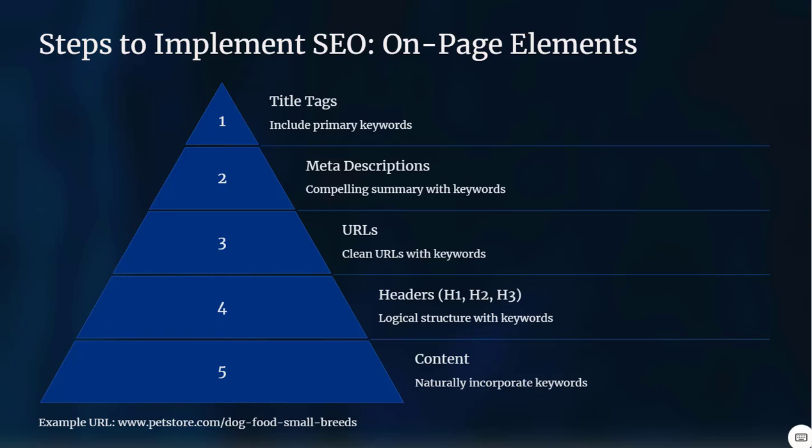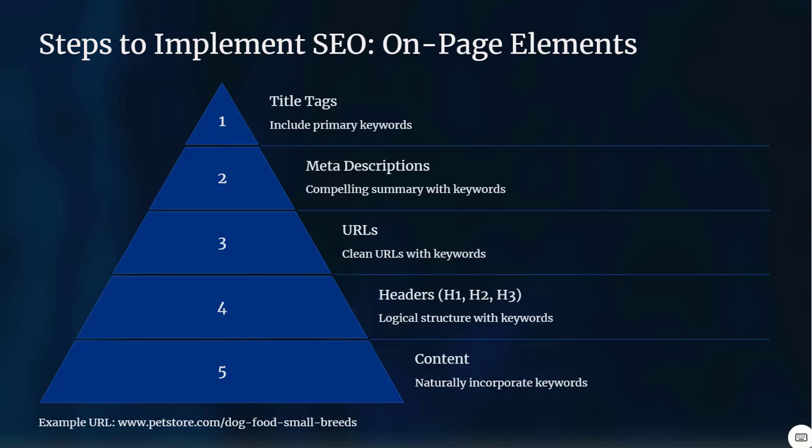For example, petstore.com/dog-food-small-breeds, that's a good URL example, right? So the title tag should first include the primary keywords. And the meta description, a compelling summary with keywords, 150 characters. For URLs, use a clean URL with relevant keywords like dog food, small breed, right?